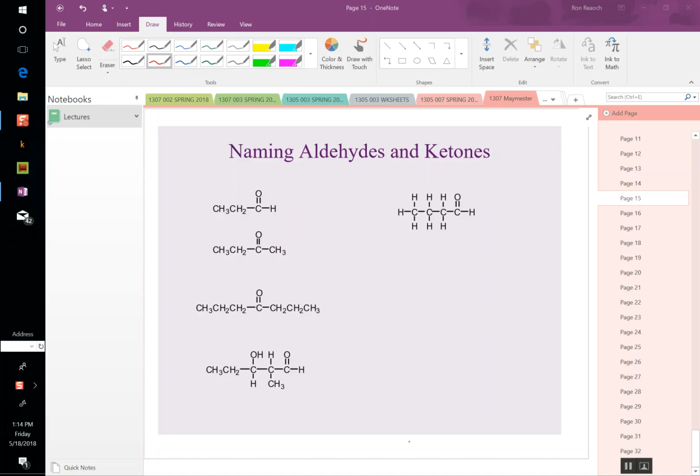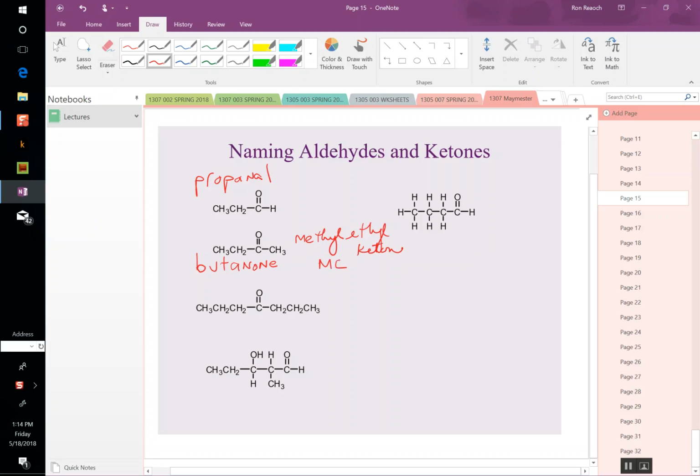Okay, let's name these. The top one is what? Propanol. The one below it is butanone. It actually has, what, 3 names? Ethyl or methyl ethyl ketone, or MEK.